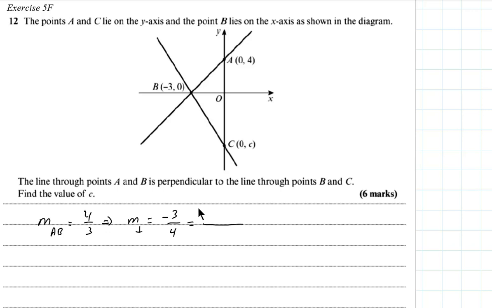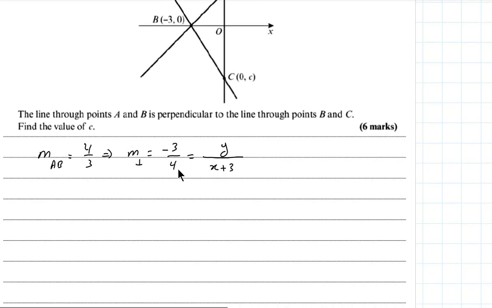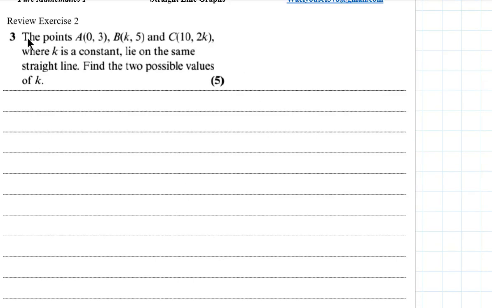This minus 3 over 4 can be written as y minus y1 over x minus x1, the equation of this line. So y minus 0 is y, over x minus 3, it will be x plus 3. And so y is negative 3 over 4 x minus 9 over 4. According to the formula y equals mx plus c, this is the y-intercept. So c is negative 9 over 4.